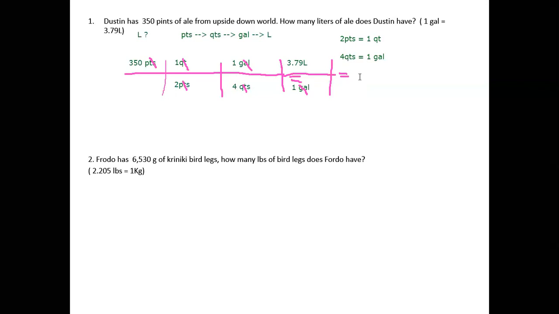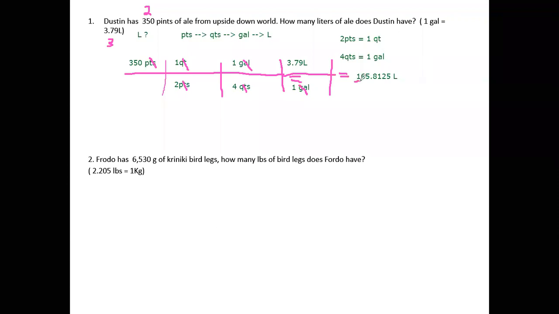So the calculator tells me 165.8125 liters. But we're not finished. When we're doing conversions to different systems of measurement, we have to look at significant figures. If we look at our original numbers, 350 has 2 significant figures. 3.79 has 3 significant figures. The 2 pints, 1 quart, 4 quarts, 1 gallon, those are exact. So we need to round to 2 significant figures.